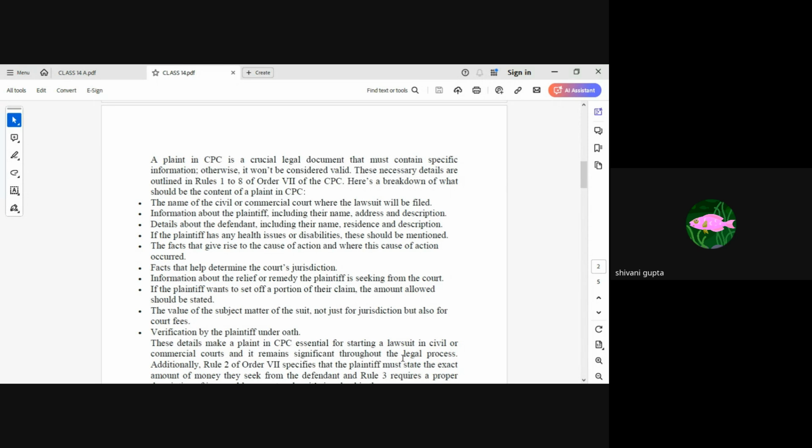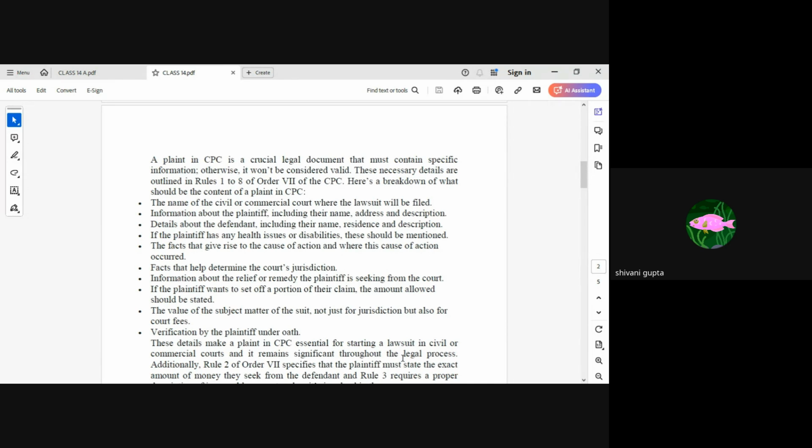Next is information about the relief or the remedy that you are seeking. The person who files the plaint is known as the plaintiff, and the other person is known as the defendant or the respondent. These are the basics I think you must be acquainted with. So if you are seeking any kind of remedy or relief, that information must be put forward.